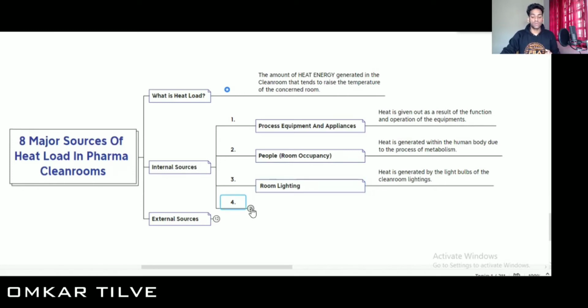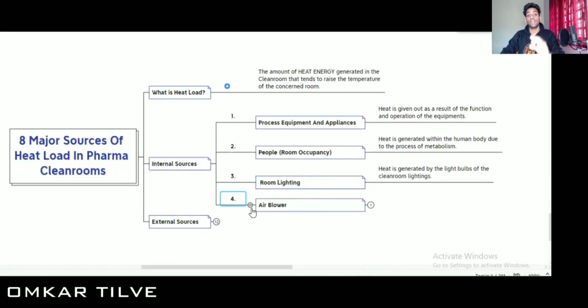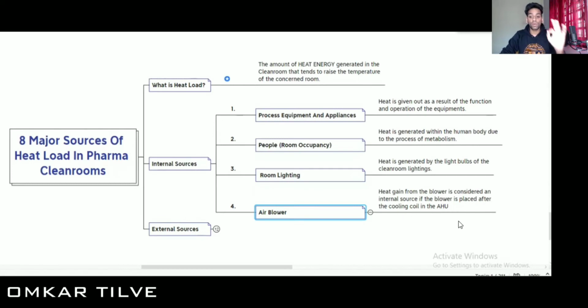The fourth internal source is the air blower or the fan in the air handling unit. Now there's a catch here. The heat gain from the blower is considered as an internal source if the blower is placed after the cooling coil in the AHU. The blower is a mechanical device driven by an electric motor. This motor dissipates heat, and also due to some friction and vibration in the rotor of the blower, there is also heat given out. So this heat should also be taken into account while designing the clean room.